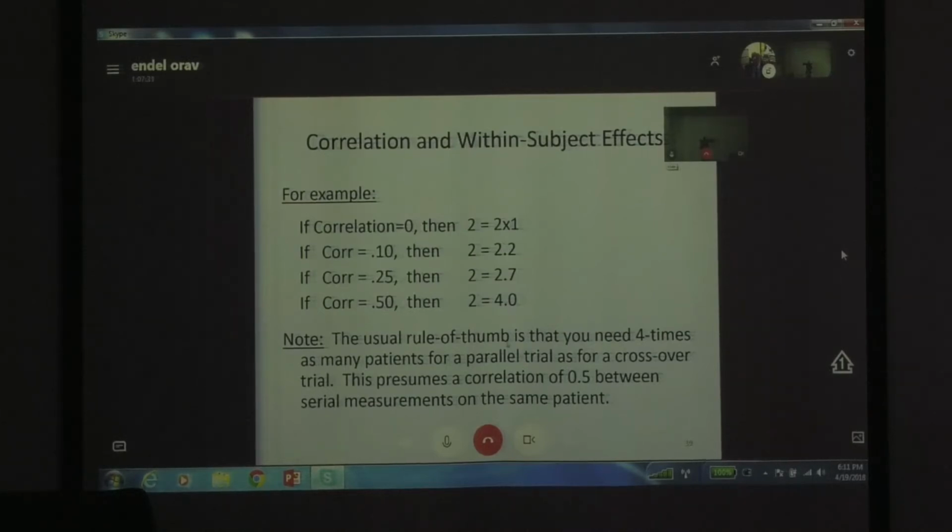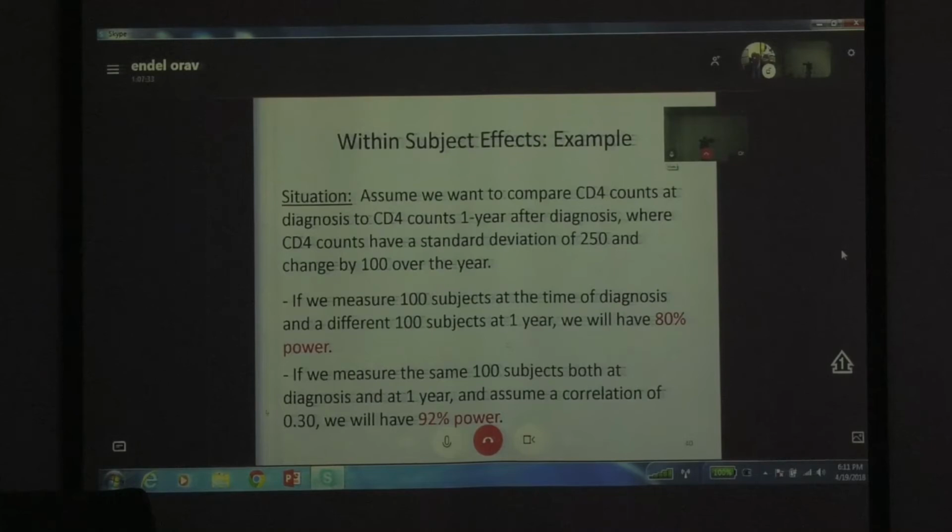Okay. And again, very quickly, an example. I could think about doing my CD4 count study in 2 different ways. The setup, the assumptions are above, but let me just focus on the important part. I could take 100 subjects at the time of diagnosis and measure them, and then the different 100 subjects who were diagnosed a year ago, and compare the CD4 counts between these 2 groups. I'll see the effect of time, and with the assumptions above, I'd have 80% power with 100 subjects in the pre-group, 100 subjects in the 1-year group.